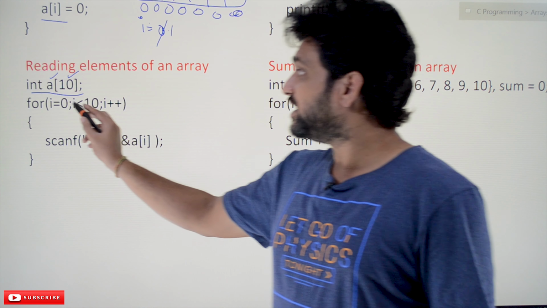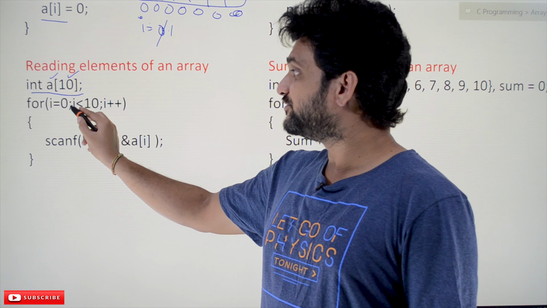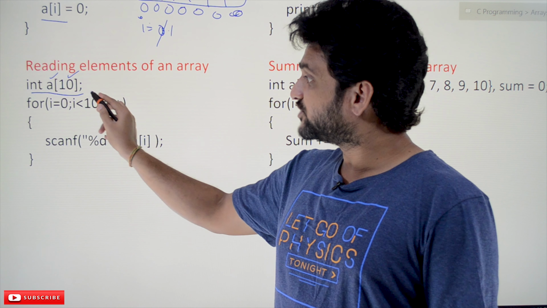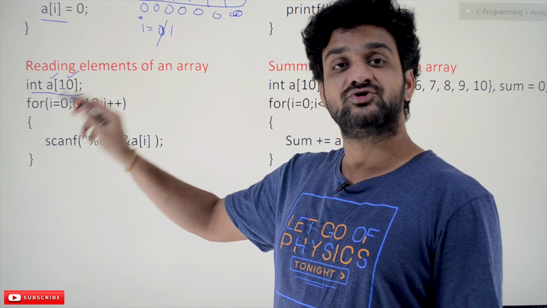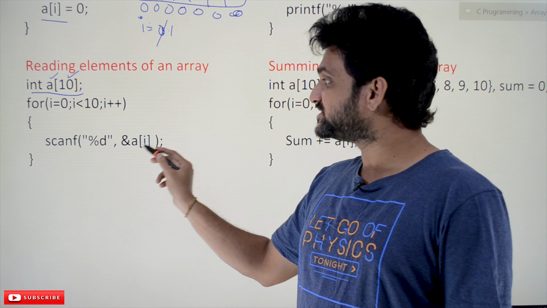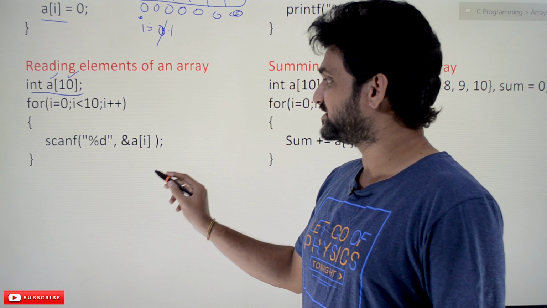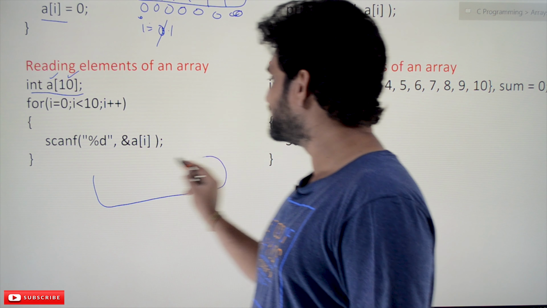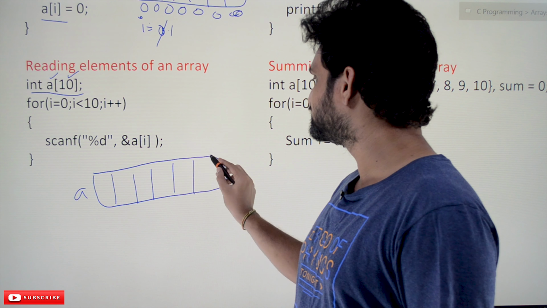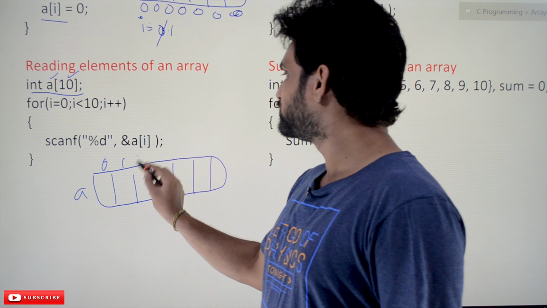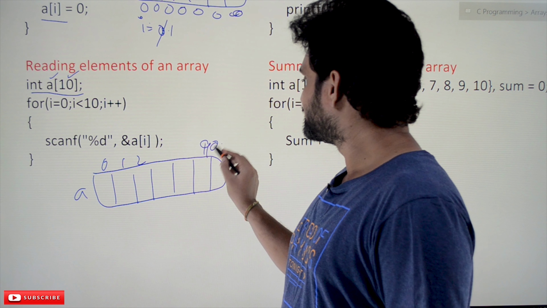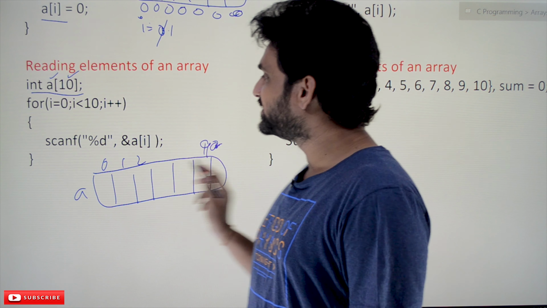Now for I equal to 0, with the index a of I, we are going to iterate 10 times, 0 to 9, with scanf %d ampersand a of 0 in the first iteration. Array A has been declared with 10 values, indexes 0 to 9.